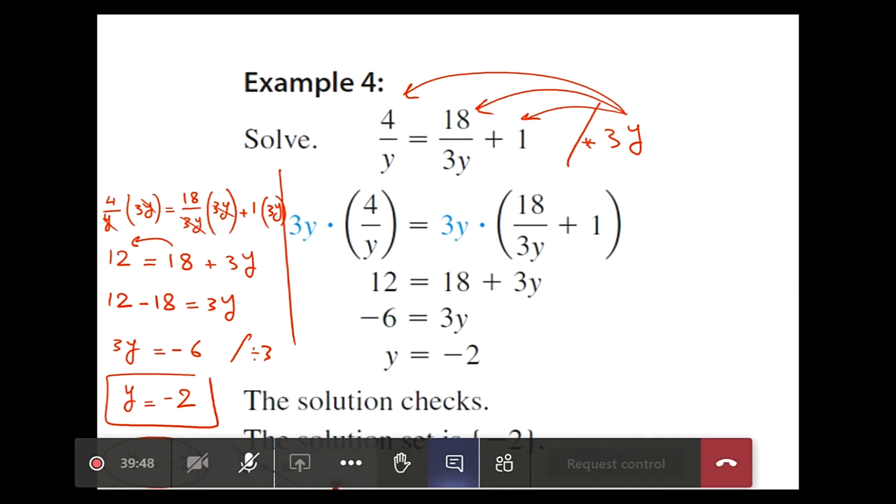Okay. If we have two solutions and one of them, after substituting in the equation, makes the denominator equal 0, we need to remove that solution.